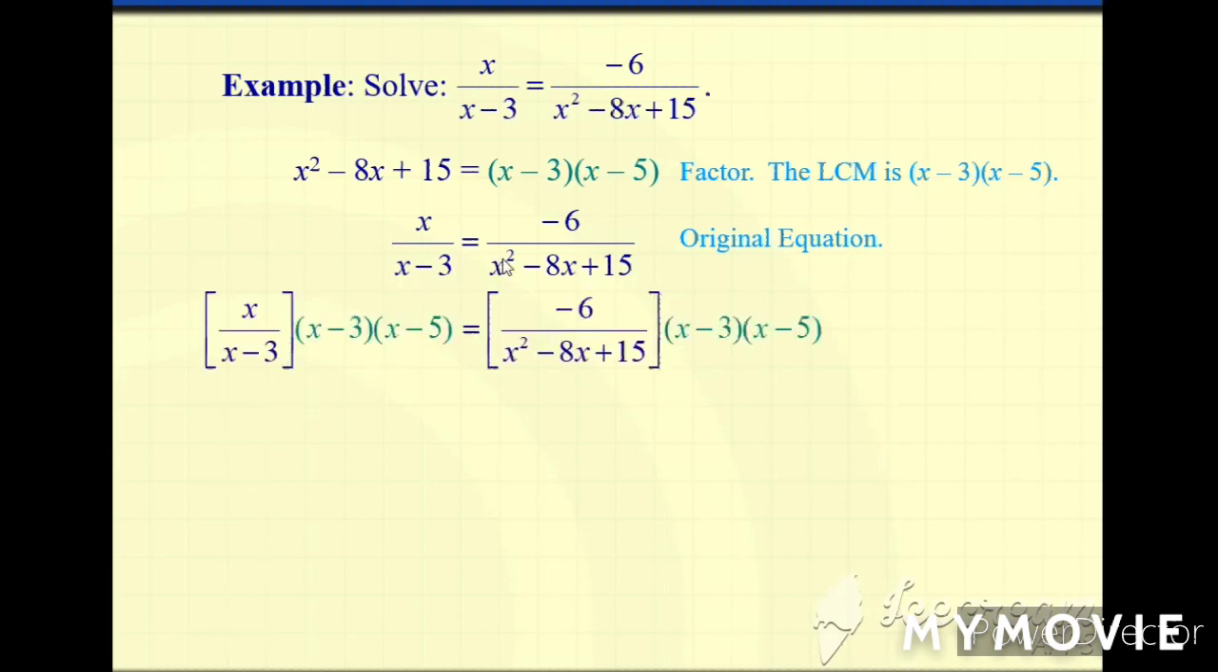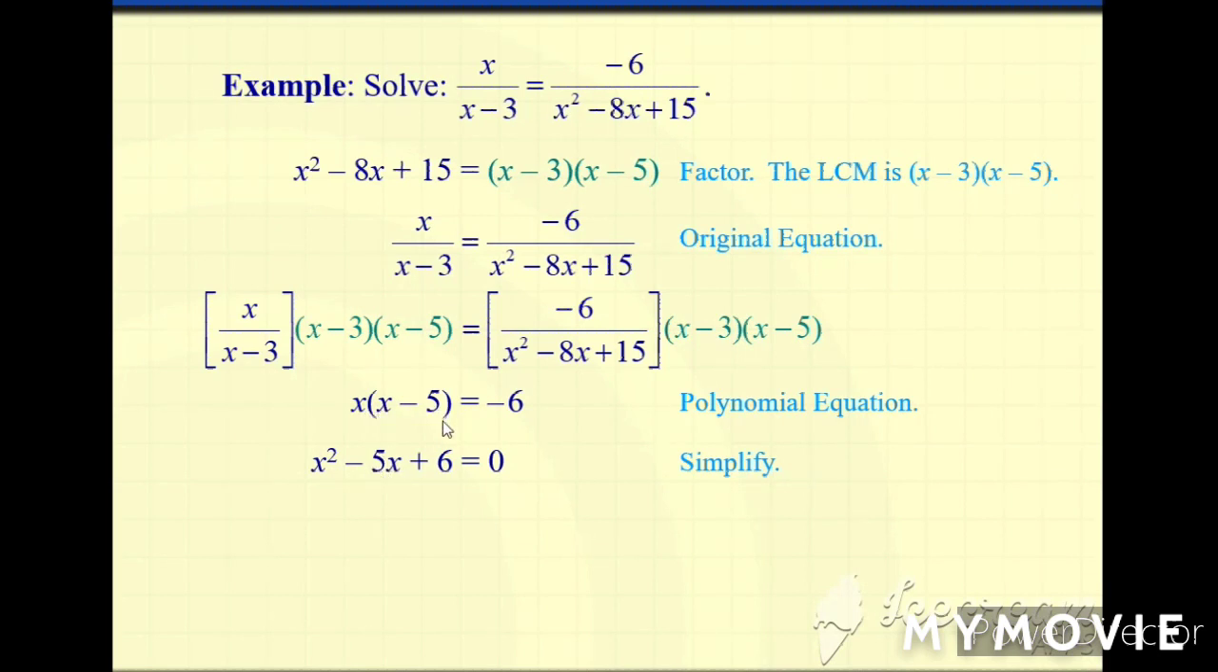For our next step, we multiply the LCM on both sides. So x over x minus 3 multiplied by the LCM equals negative 6 over x squared minus 8x plus 15 multiplied by the LCM, x minus 3 times x minus 5. So we can eliminate the factor x minus 3 over x minus 3, the denominator of the equation. So we have x times x minus 5. And also, the denominator x squared minus 8x plus 15 is cancelled because of these factors. So the remaining is negative 6, our polynomial equation.